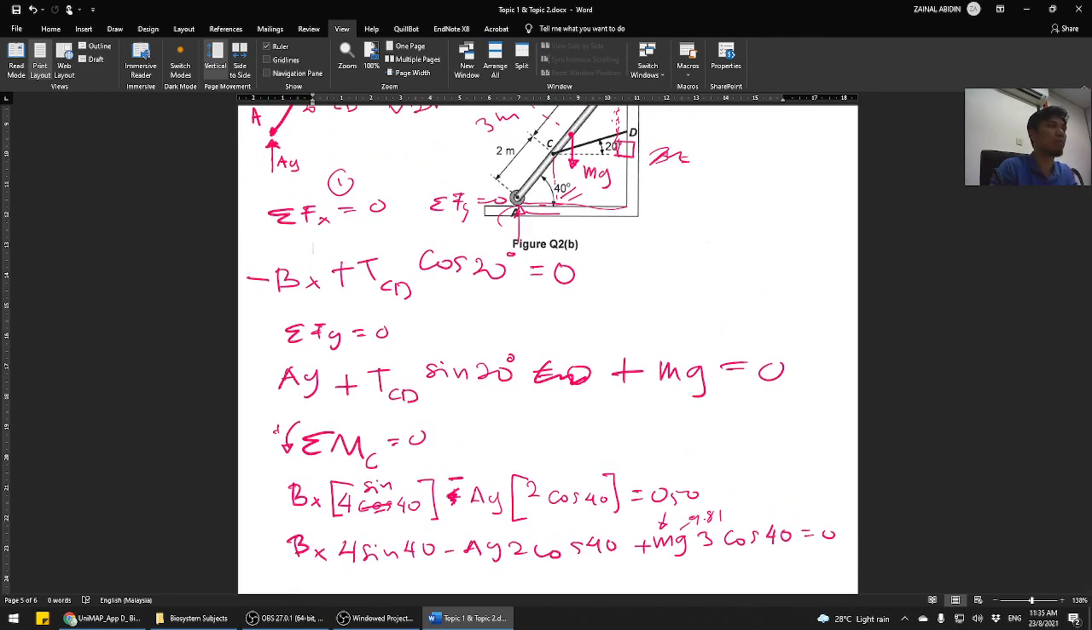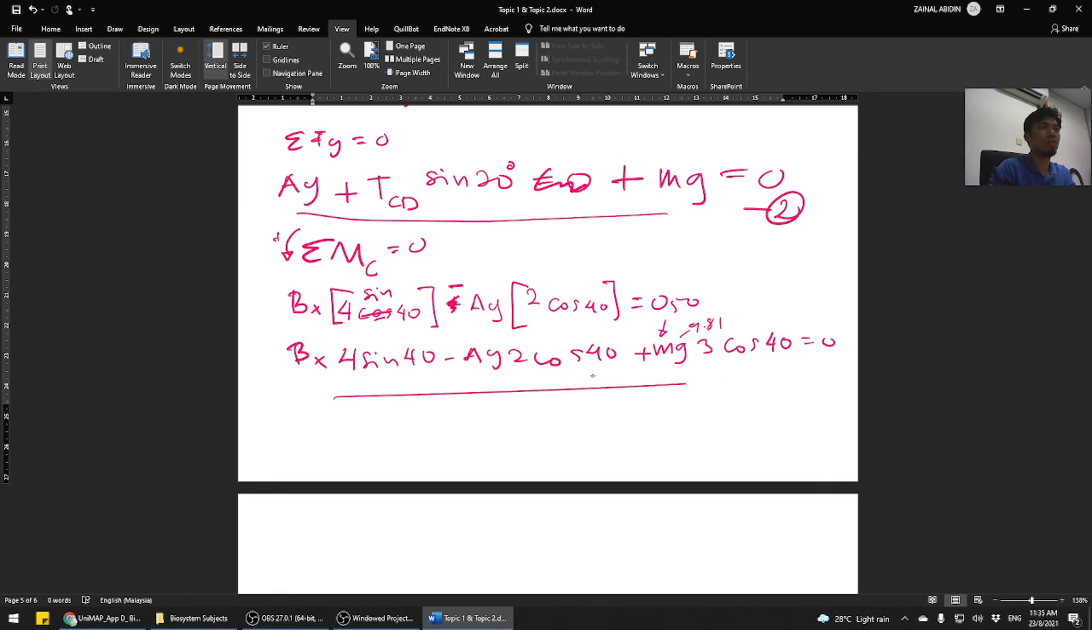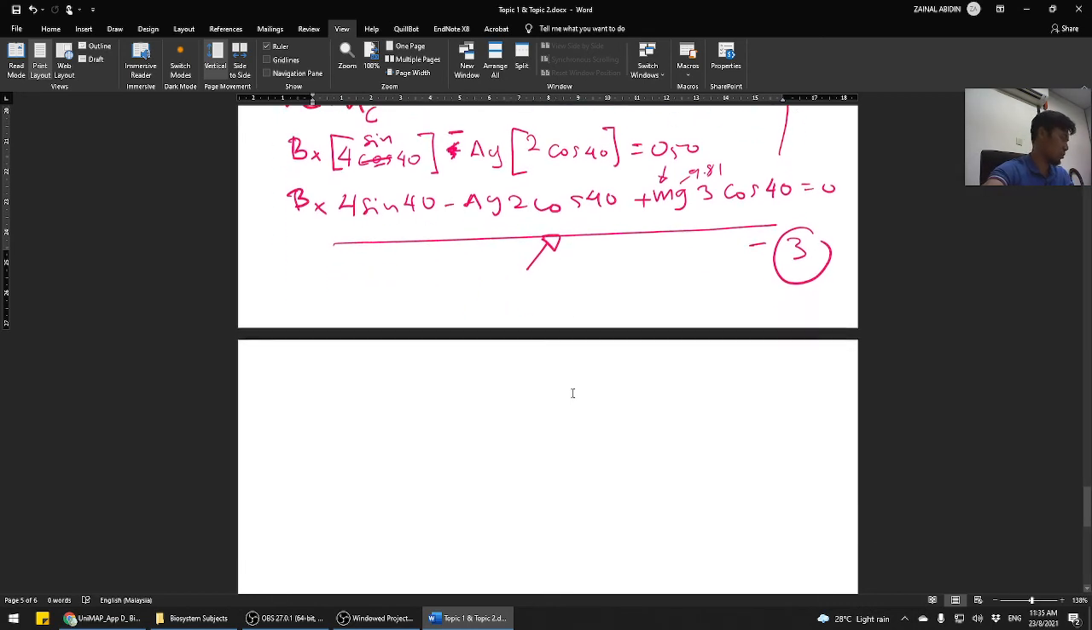For example, this is equation 1, this is equation 2, and this is equation 3. If you solve this equation 3 to equation 2, or 3 to 1, you can simplify the equation. Let's say 3 to 2, equation 3 to 2. Okay, so the equation 3, you can simplify to like this.